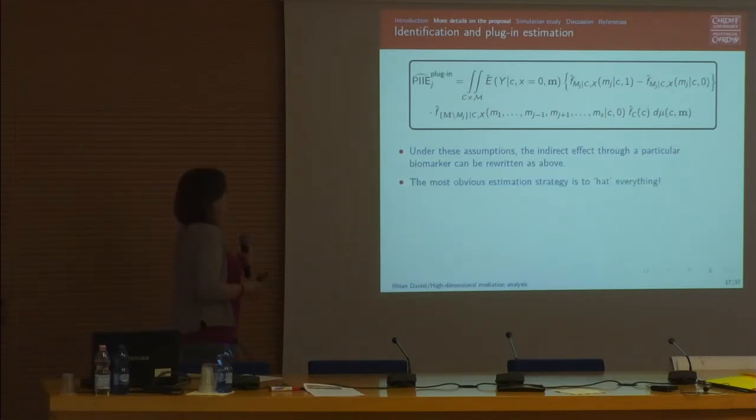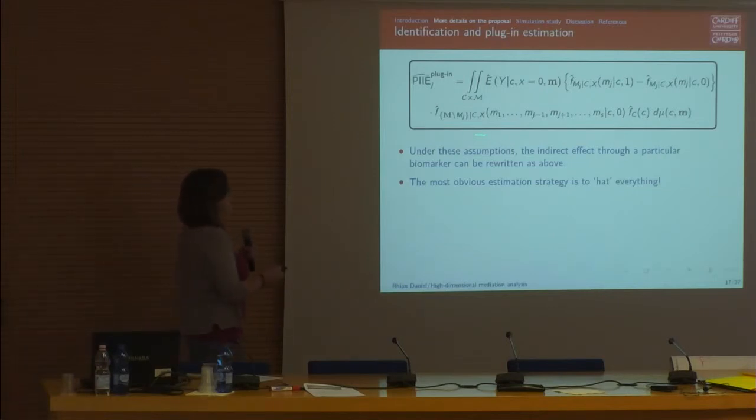So the kind of obvious estimation strategy is to hat everything. And what I mean by that is these are all unknown statistical quantities, but we have data on the variables that these unknown quantities describe the distribution of, and therefore we can estimate these quantities individually from the data and plug those in. And that's what's called plug-in estimation. And it's sort of the most obvious thing to do.